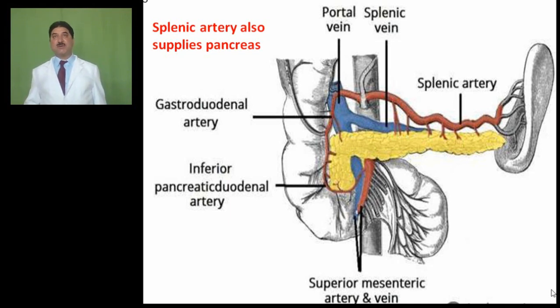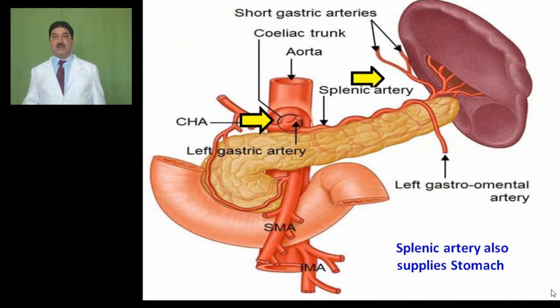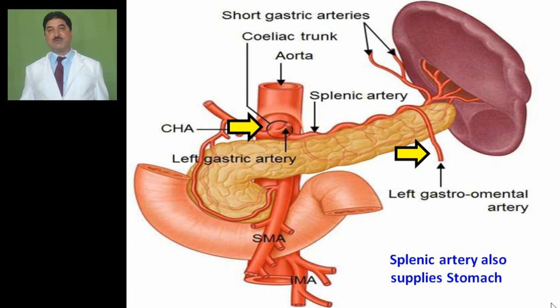In addition to this, it also supplies the stomach through left gastroepiploic and short gastric arteries. Short gastric arteries supply fundus of the stomach. As shown in this diagram, splenic artery gives left gastroomental and short gastric arteries before it enters the hilum of the spleen.